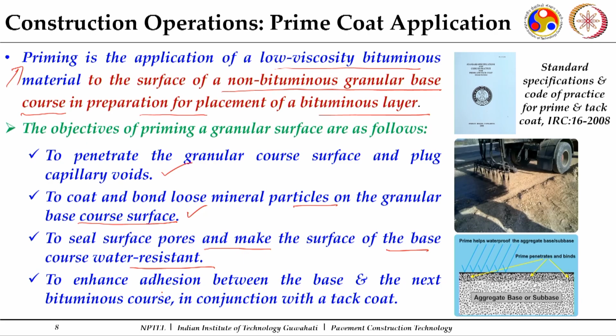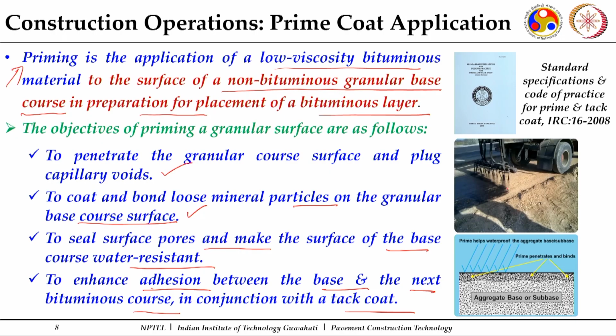And this will further help us to enhance adhesion between the base and the next bituminous course in conjunction with a tack coat. Normally, if you immediately go for construction, then the prime coat can serve the purpose. Otherwise, if the application after the prime coat gets delayed, and you go for an application at a later stage, then this granular course with a prime coat now becomes a different surface. You can see this is the application of prime coat which is going on, and this is IRC 16 which is to be followed, the standard specifications and code of practice for prime coat and tack coat.